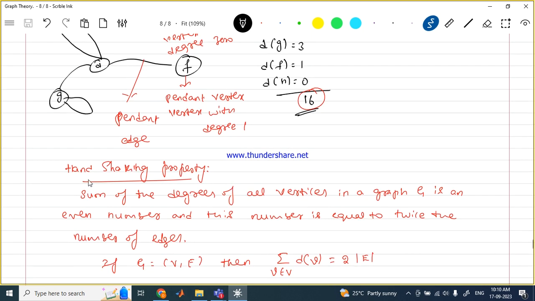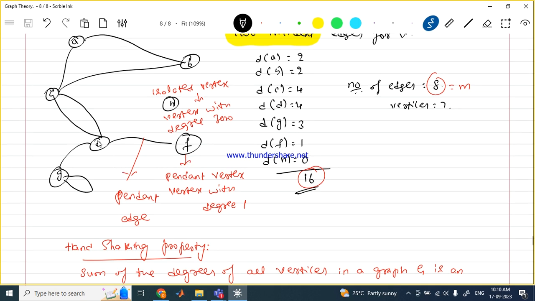So why are we giving it the name handshaking property? That's the next question. Think of it like this: two people are here. Let me assume D is one person, F is another person. If they shake hands, D says I made one handshake, F also says he made one handshake. But for a third person who is looking at it, only one handshake happened.